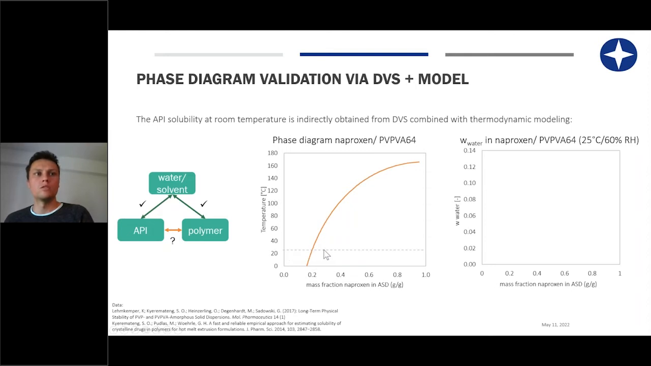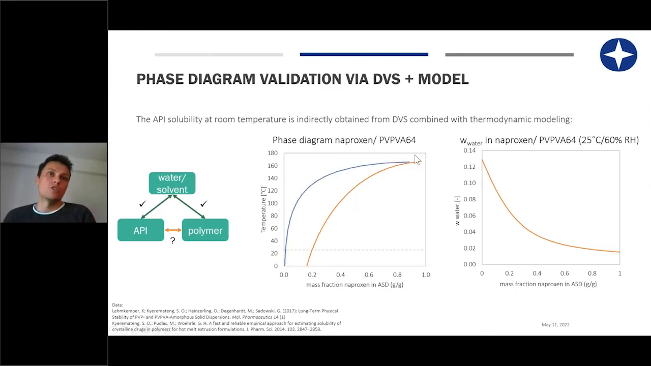At room temperature, which is the dashed line here, we have, for example, 20% solubility equilibrium maximum drug load, and the corresponding sorption diagram, the amount of water being absorbed at this condition, 25 degrees, 60% relative humidity, depends on the drug load and decreases with increasing mass fraction of naproxen in the ASD. So this is directly correlating, and this is something we directly obtain from the in silico model.